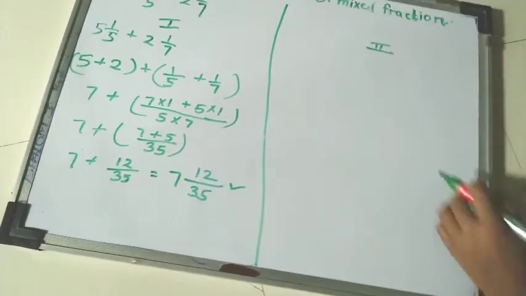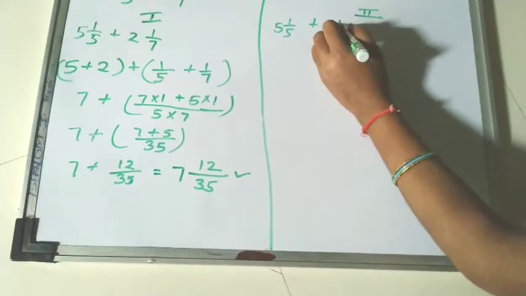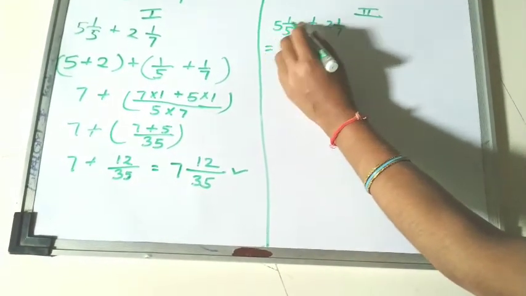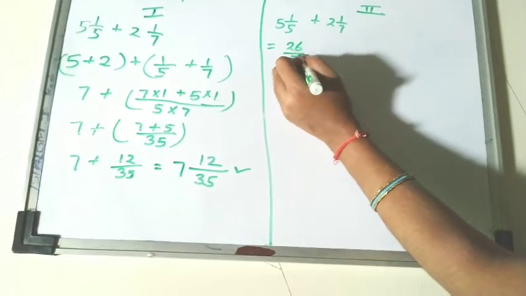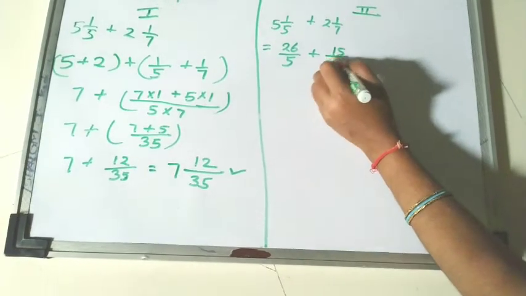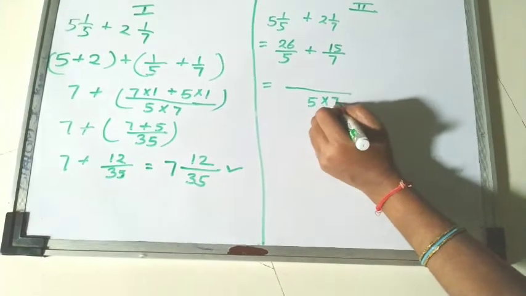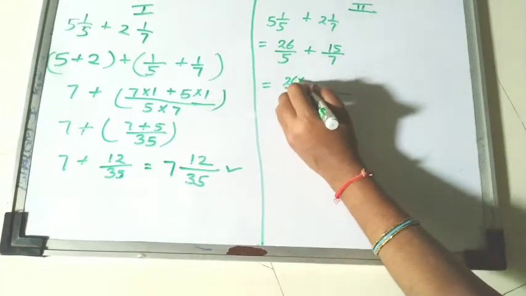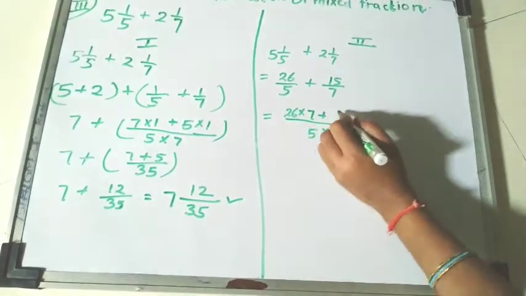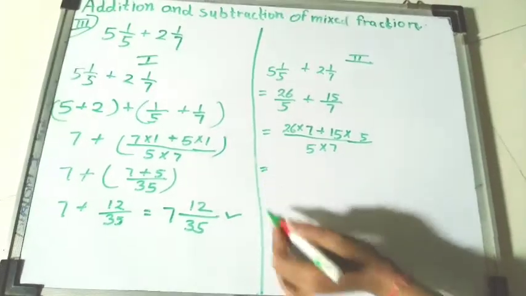Easy. Next method is 5 upon 1 by 5 plus 2 upon 1 by 7. At first change the mixed fractions into improper. 5 5s are 25 plus 1, 26 by 5, plus 7 2s are 14 plus 1, 15 by 7. Again take the LCM, 5 into 7. 26 into how much? 7, plus 15 into 5. 26 into 7, how much?